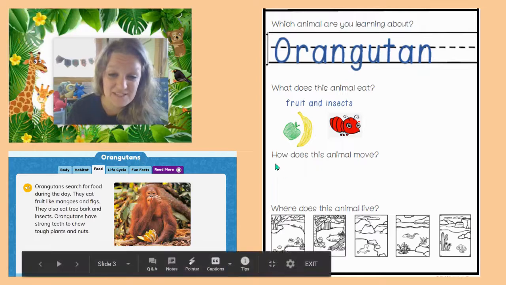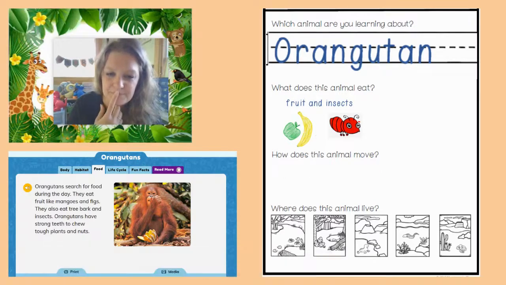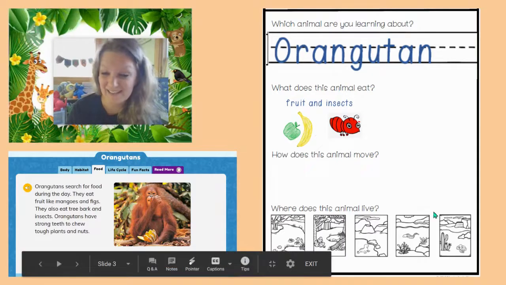My next question says, how does this animal move? I need to think about that. If I want to know how an animal moves, which page do you think I need to go to? Body, habitat, food, life cycle, fun facts, or read more? Probably the body. You got it, because my body is what moves. So I'm going to click here on the body.